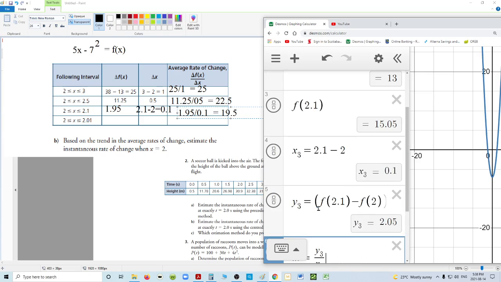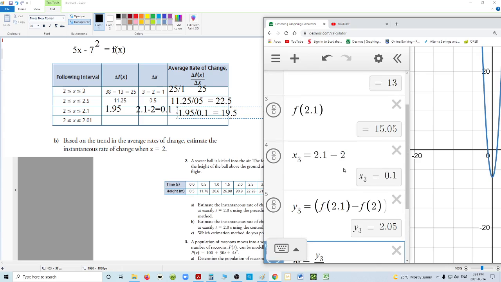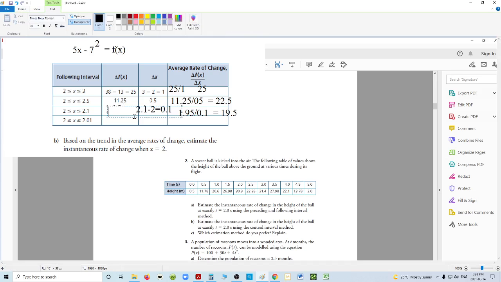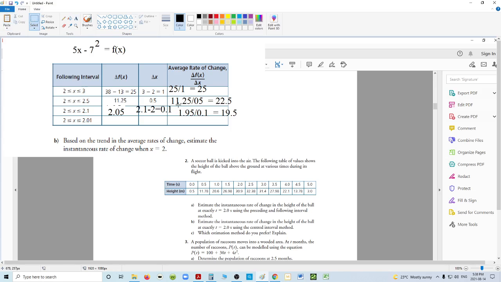So I got one of them wrong. Oh yeah, I got it wrong: 15.05 minus 13 is not 1.95, it's 2.05. Which means 2.05 divided by 0.1 is 20.5.